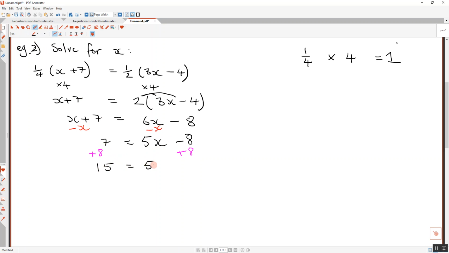Good. And again, you can just switch these around. Doesn't matter. And divide both sides by 5. Yep. And then you will get 3, which is x equals 3. Good. All right.